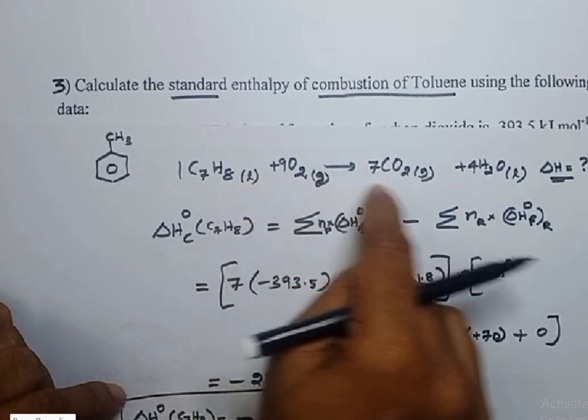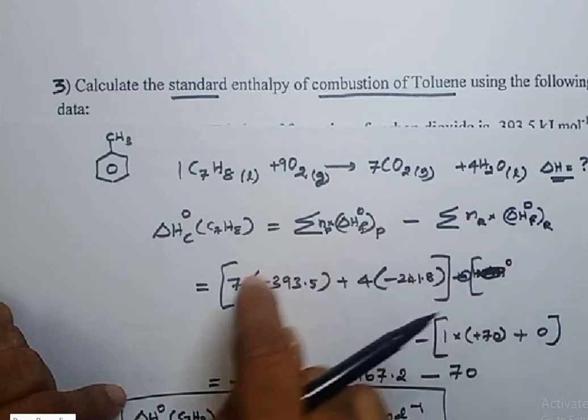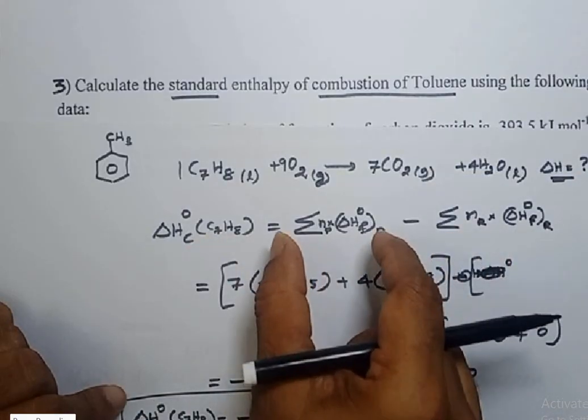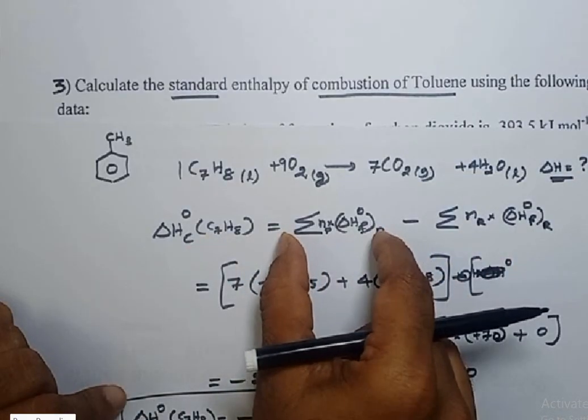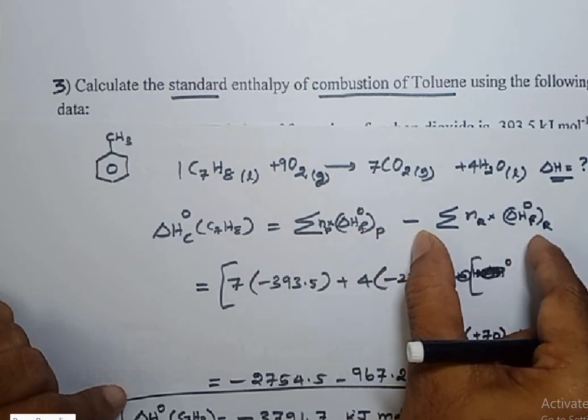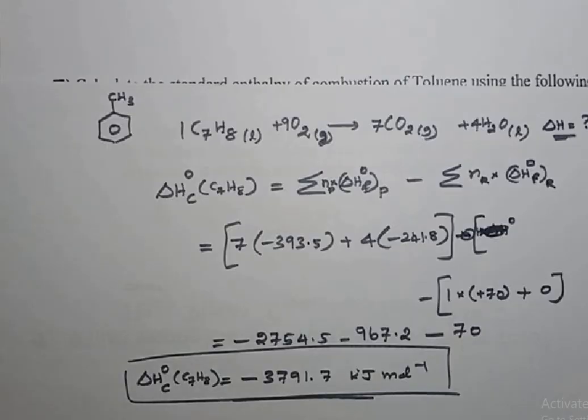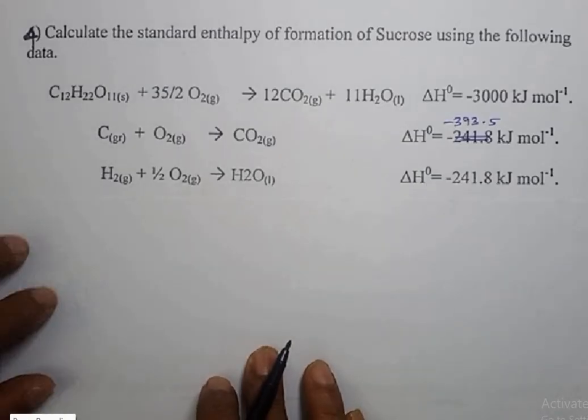Then if the enthalpy of formation data are available, you can calculate the enthalpy of this reaction using this formula: total enthalpy of formation of the products minus total enthalpy of formation of the reactants. Okay, right? Yes. Next question is question number 4.